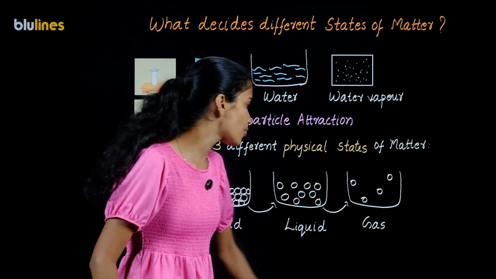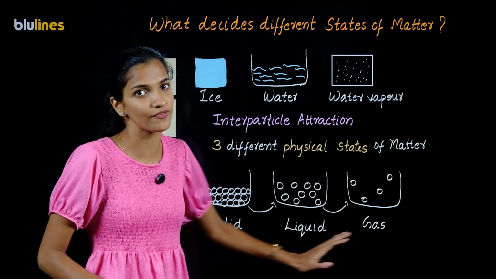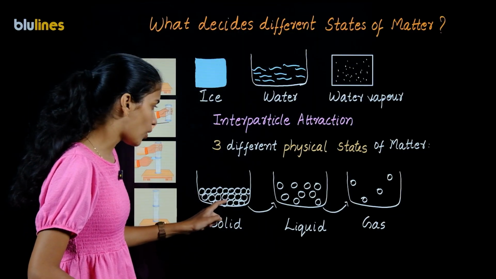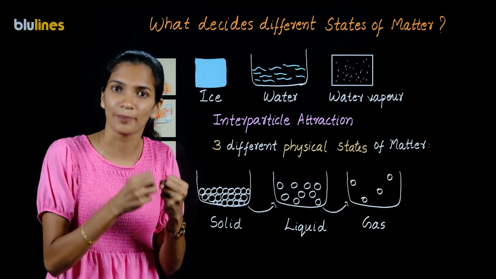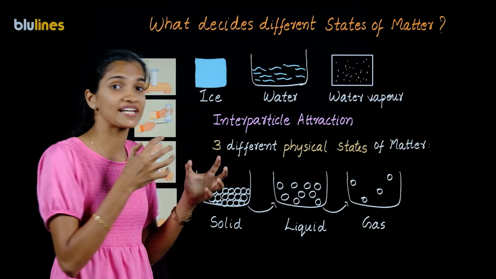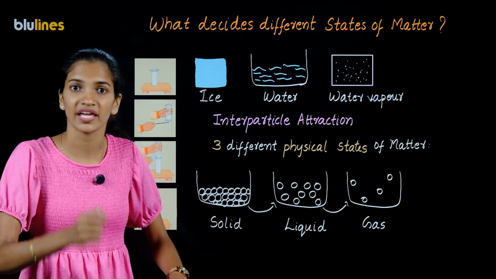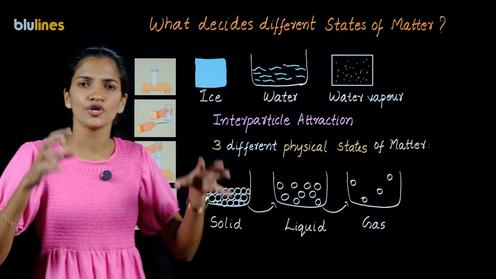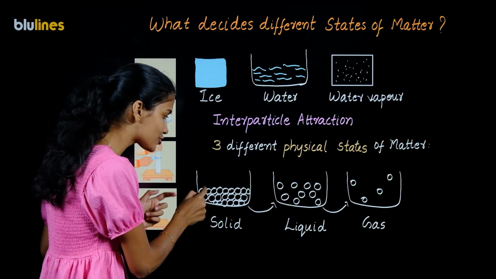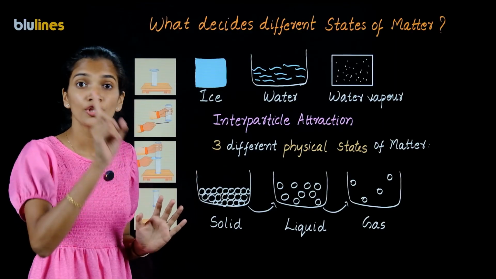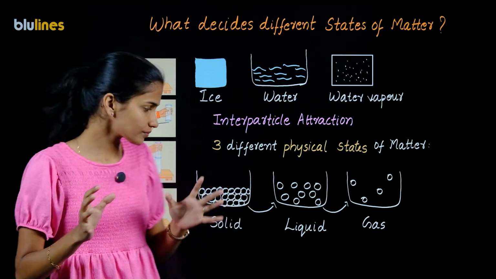Now, let me show you a pictorial representation of how the constituent particles are arranged in these three physical states. In the case of solids, as you can see, the constituent particles are very tightly packed. That means the interparticle attraction between them is very high and the interparticle spacing is very less. As a result of this strong interparticle attraction, it is not possible for these particles to move from one place to another. The only thing that they can do is just to vibrate from their own position.